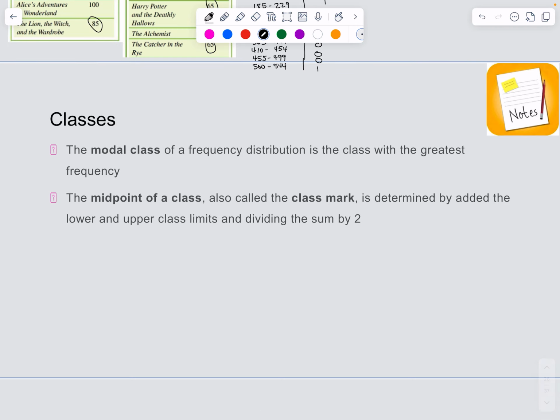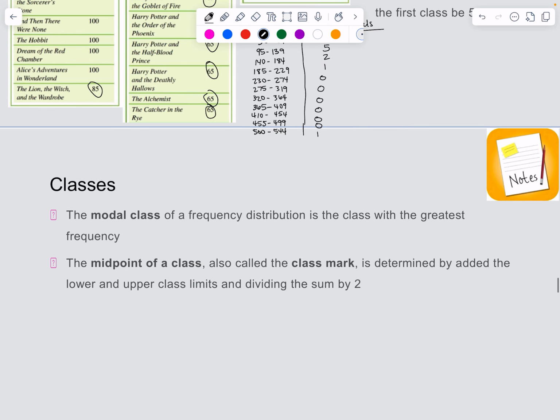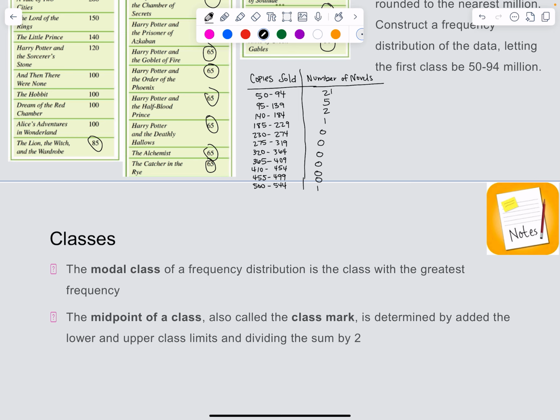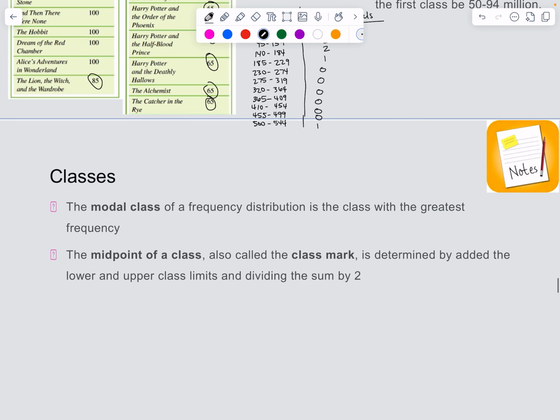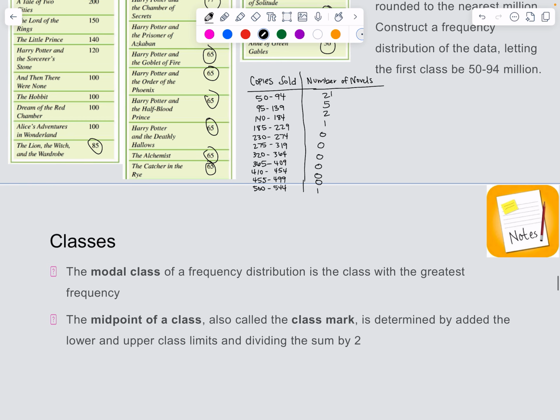So the modal class, if we want to look specifically at how these classes break down, the modal class of a frequency distribution is the one with the greatest frequency. So in this case, the modal class is the 50 to 94. There were 21 in that one. The midpoint of a class, also the class mark, is the lower and upper limits added and divided by 2. So it's a lot like when we found the midpoint. So you add 50 plus 94 and you divide it by 2. That would be the midpoint of that class.